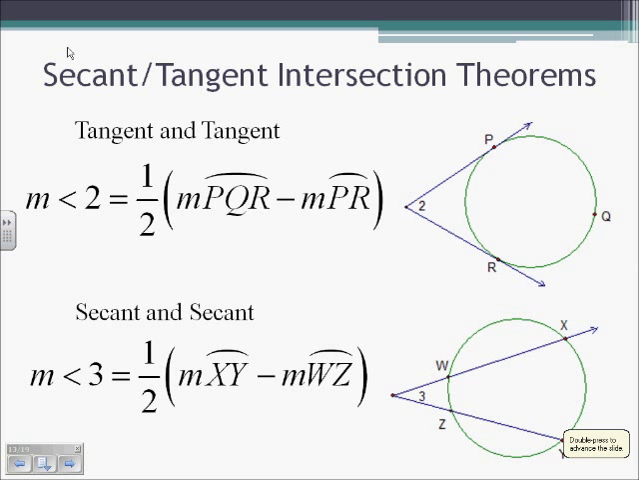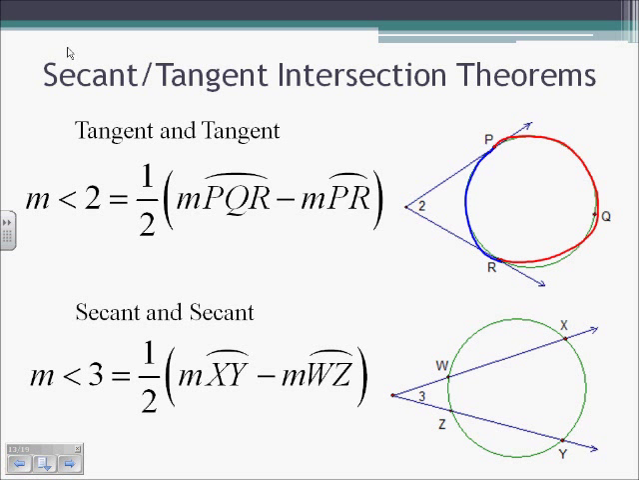Continuing with the secant tangent intersection theorems, when we have a tangent to a tangent, it's the exact same formula. The measure of our angle is going to equal half of the difference between the measure of the intercepted arcs. With a tangent to a tangent, the two arcs are going to end up making up the whole circle. The bigger arc is going to be PQR. We go around the two intersection points the long way, and we're going to subtract off the short piece, which would be PR.